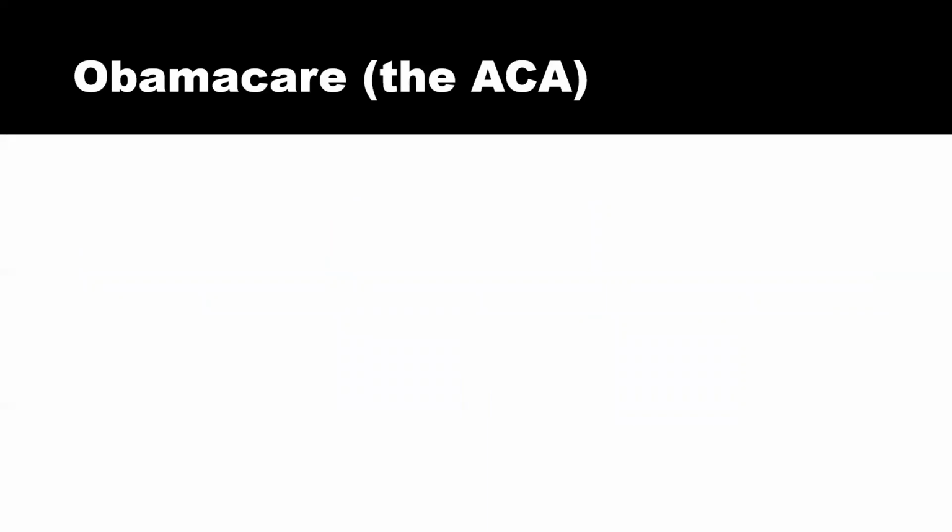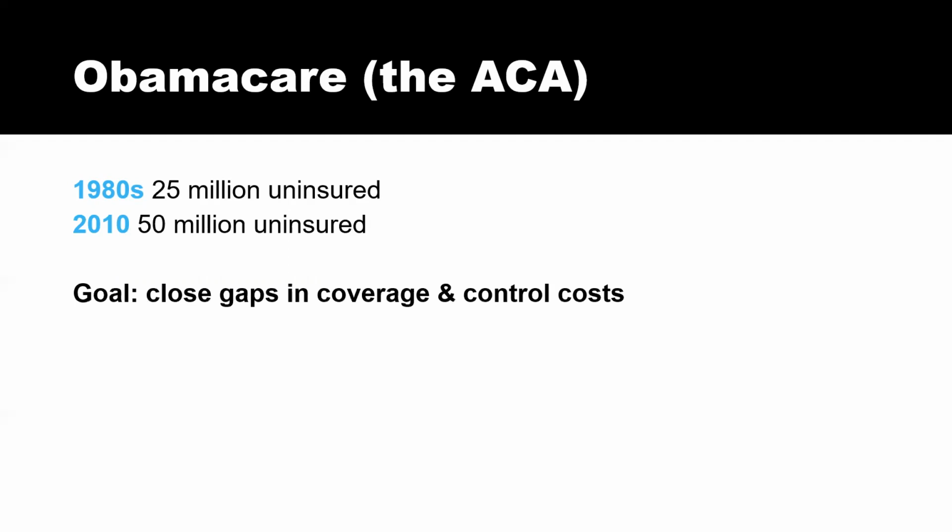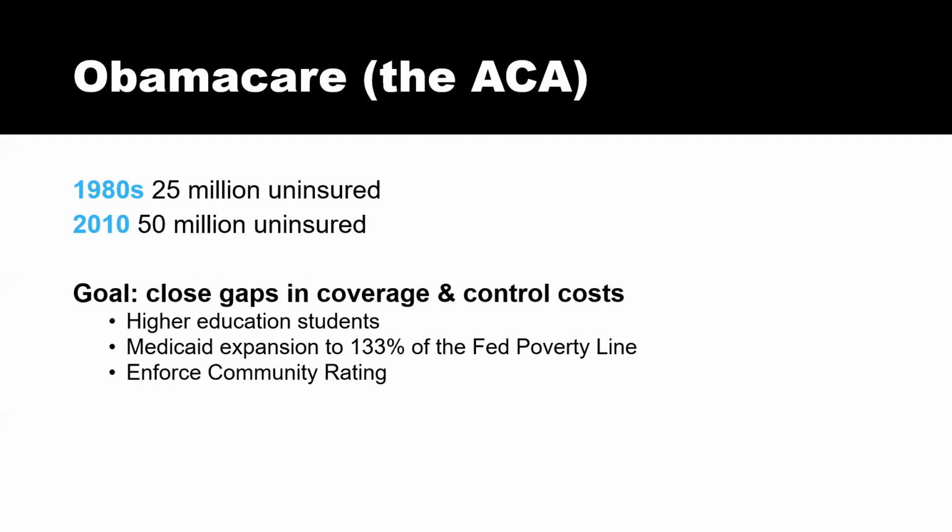So that lastly brings us to Obamacare. Just to put it into perspective, in the 1980s, the amount of uninsured people in America steadily climbed from about 25 million to 50 million in 2010 when Obama signed the ACA. The goal of the ACA was to provide universal medical coverage and control the extremely high costs of medical care, by targeting higher education students, enforcing community rating, and encouraging states to expand Medicaid.